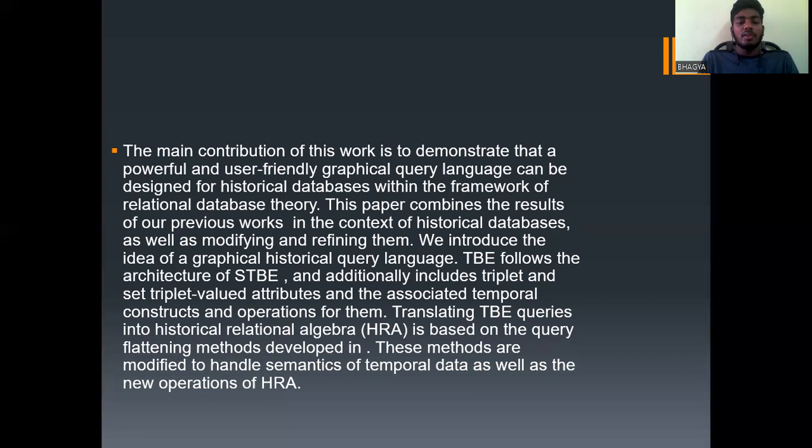Translating TBE queries into historical relational algebra, HRA, is based on the query flattening methods developed earlier. The methods are modified to handle the semantics of temporal data as well as the new operations of HRA.